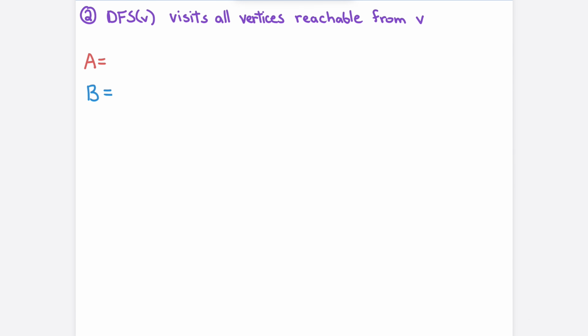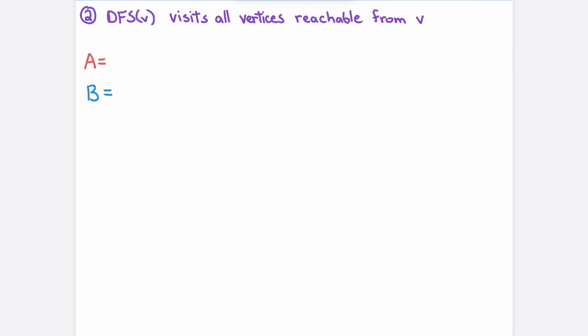Yeah, maybe you do contradiction. Suppose that there's a vertex reachable from V that is not considered by DFS. That means at some point, there's an intermediate edge that you fail to take. And then I guess just looking at the DFS algorithm.